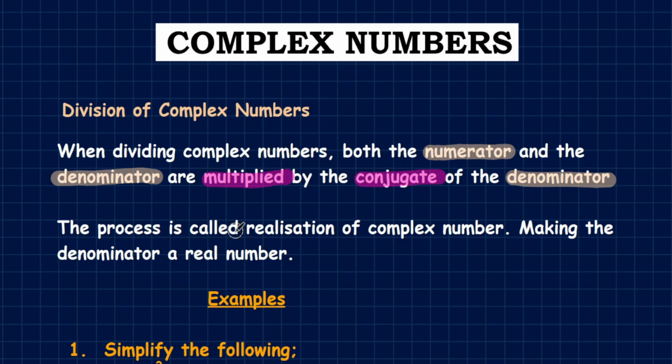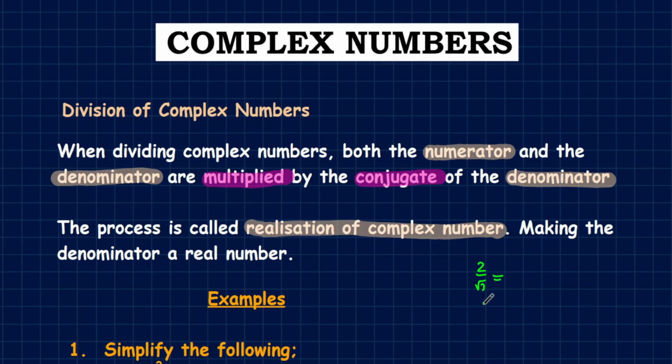The process is called realization of complex numbers. What is the meaning of realization? Making the denominator a real number. Just like with surds, if you're given a question like 2 over the square root of 3, it's not good to leave it in this form. You can rationalize it by multiplying both the numerator and denominator by the denominator. The same thing applies in complex numbers.